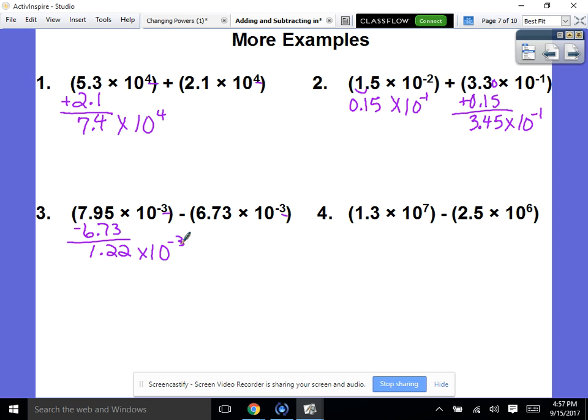So we're going to make the smaller exponent bigger. So we're going to change the second one to 10 to the 7th. We made it one bigger, which means we're going to make that one smaller. So it would be 0.25. So we have 1.3 minus 0.25. We're going to add a 0 right there. That would be 10. That would be 2. So 10 minus 5 is 5. 2 minus 2 is 0. And 1 minus 0 is 1 times 10. And we're keeping the 7th power that we changed to.